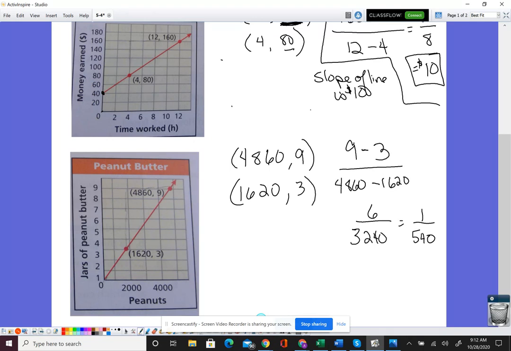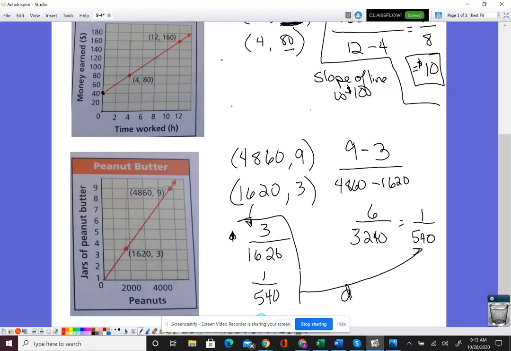Now, if we look at this and we see that the graph does go through 0, 0, so this is proportional. And we could also calculate that out by looking at the ratio of our y to our x here. And this ratio is 3 divided by 1620. How about 1620 divided by 3? And I get 1 over 540. So our proportion and our slope are the same. Therefore, it's a direct variation.